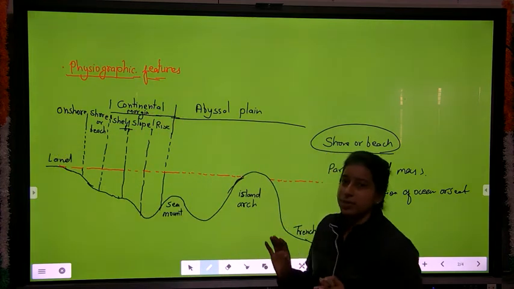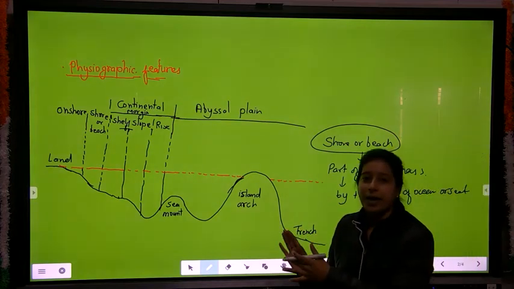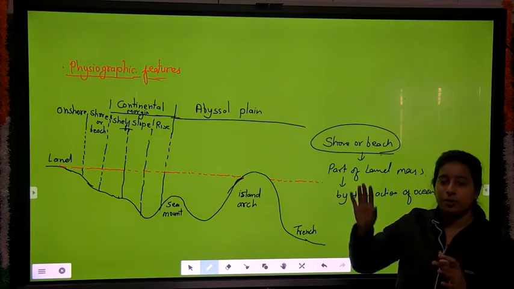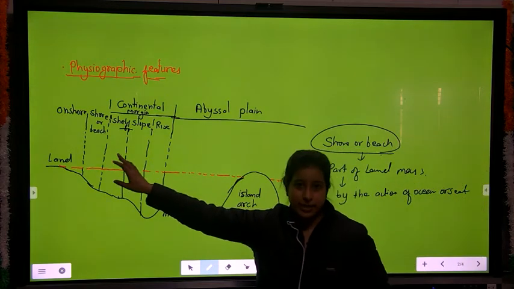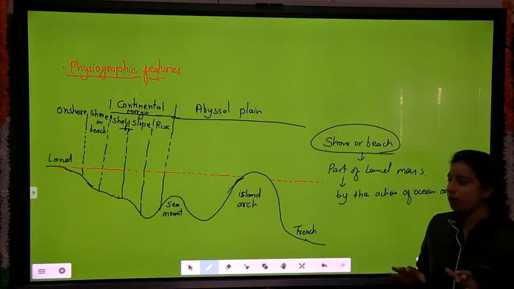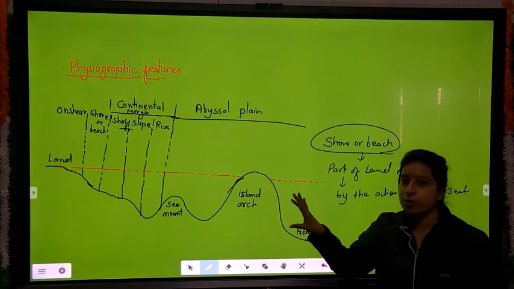Basically, the beach and shore area, what will it cover? The land part and the offshore part, which is our ocean part, the middle area between them we call shore. Okay, and it is covered by shallow water and it is also modified by the action of ocean or sea.